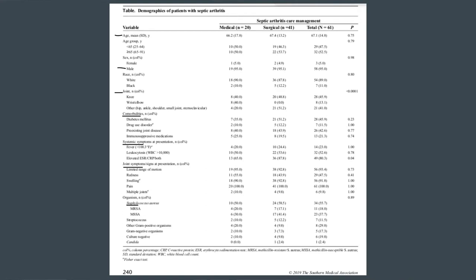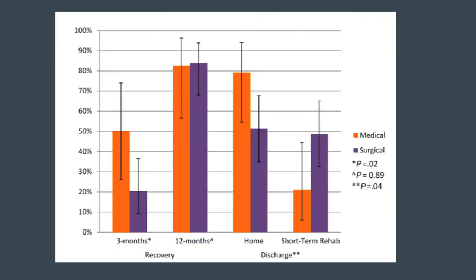The comorbidities were similar, systemic signs and the presentation were also similar, and the most common organism was Staph, MRSA and MSSA. Here they looked at the full recovery at 3 and 12 months, and as you can see, the medical group tended to do better at 3 months. At 12 months, they had similar outcomes.